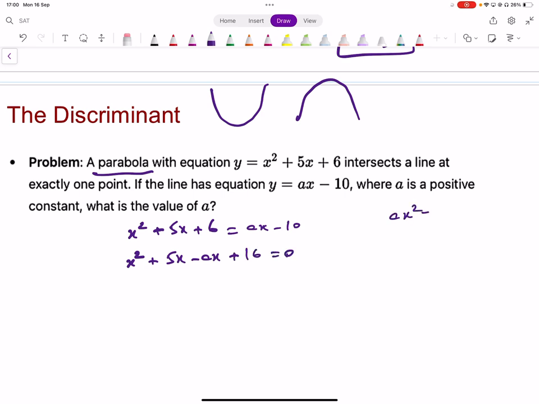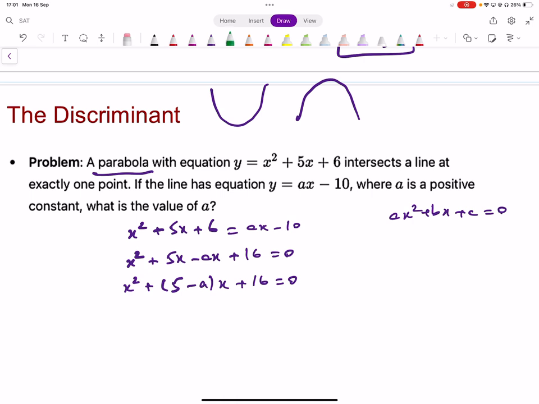Remember, we want this form, ax squared plus bx plus c equal to 0. Coefficient of x squared is 1. What about the coefficient of x? What's the coefficient of x? Not the coefficient of x squared, the coefficient of x. We'll have to take x common, and that leaves us with 5 minus a. So this is the coefficient of x then, 5 minus a.